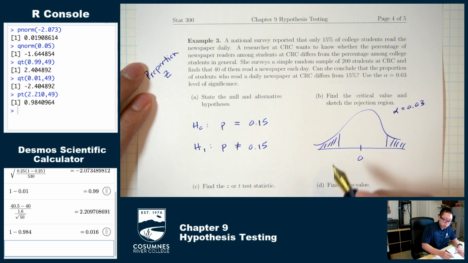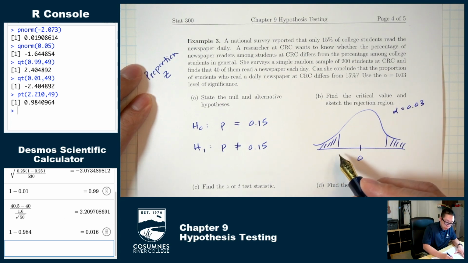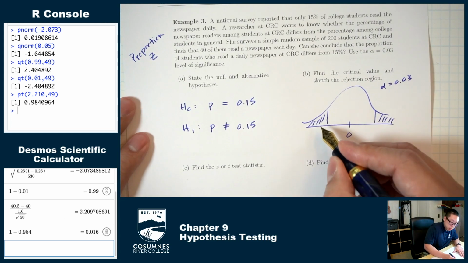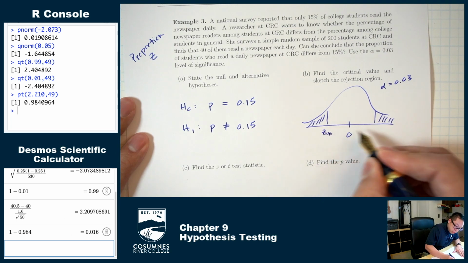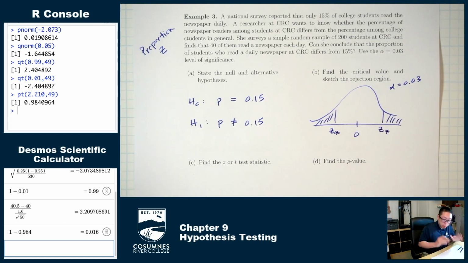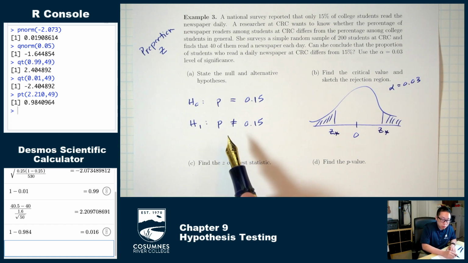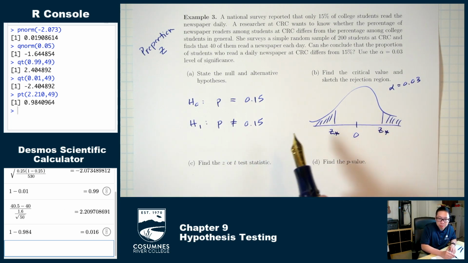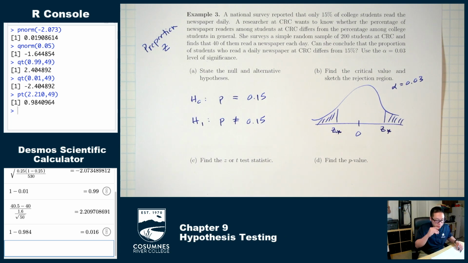And our job is to find either the z star or the t star. We're talking about proportions, so I'm looking for the z star here. Okay, from my picture, I expect two z stars. And just to back up a bit, the reason why it's two tails is because not equals, you could be not equals either on the high side or on the low side. So that's why it's two tails. Okay, this is really an area to z problem.